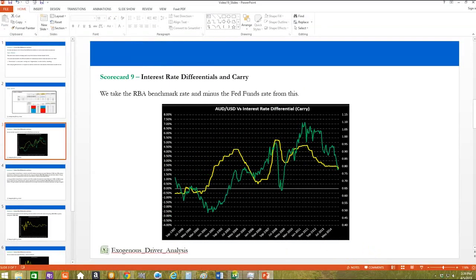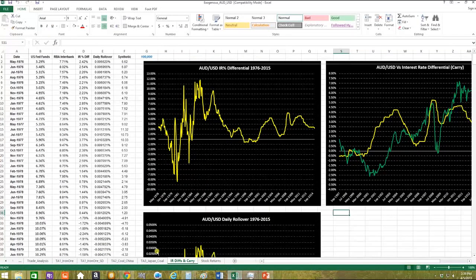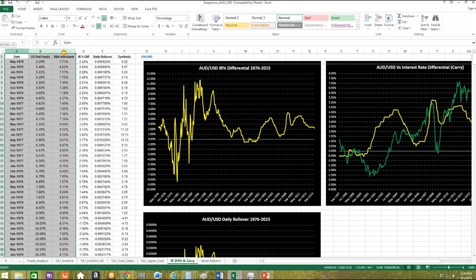If we just come out of the presentation, inside the EXO spreadsheet, you need to find the tab interest rate diffs and carry. So this is the one we'll be looking at in a second. And you can see we have the date, US Fed funds rate, RBA interbank rate, the interest rate differential, a daily rollover calculation, and a synthetic calculation.